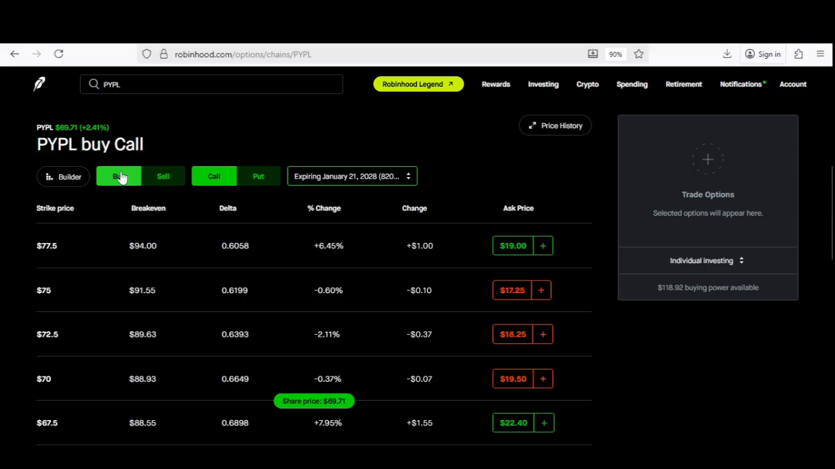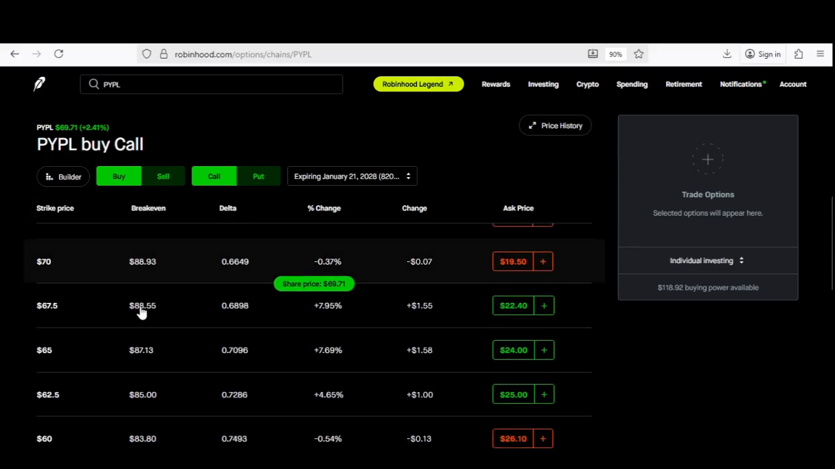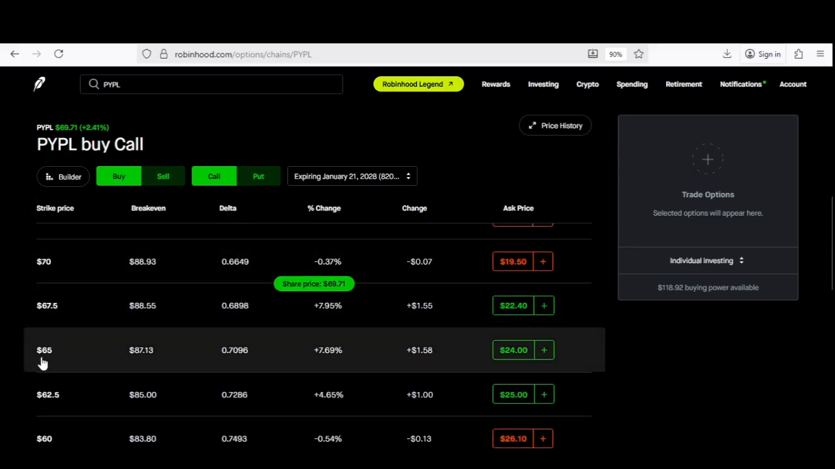So now that I have buy and I have call and I have my long dated expiration date, I'm going to proceed to choose my strike price. The strike price I'll be going with is going to be the $65 strike price. And here's my reason for that strike price. By getting the $65 strike price, I'm putting myself directly at the support level.